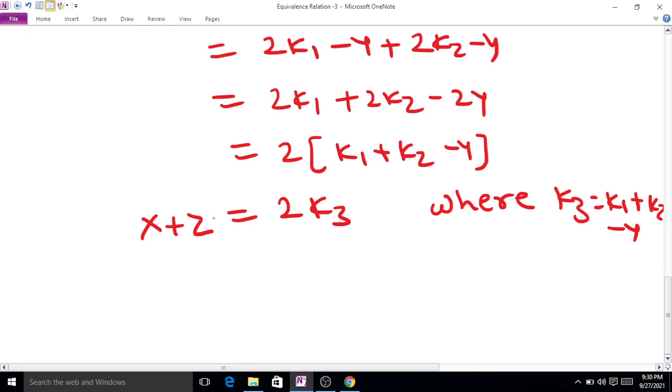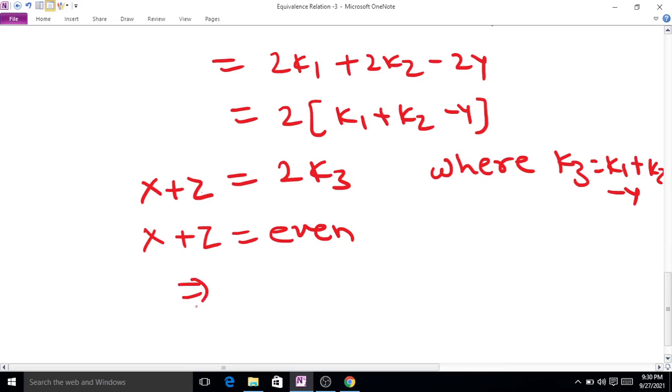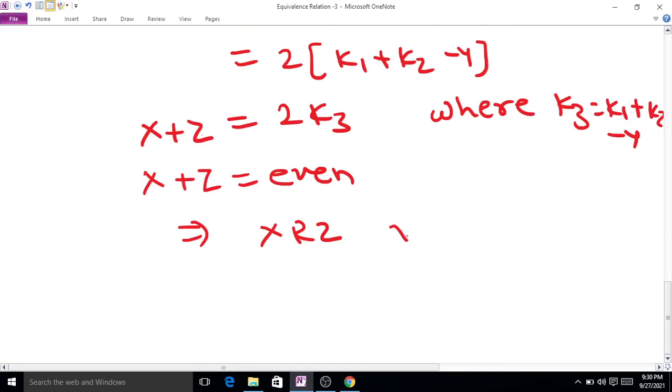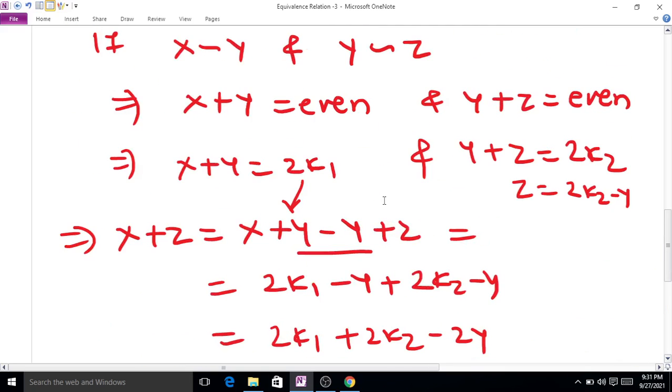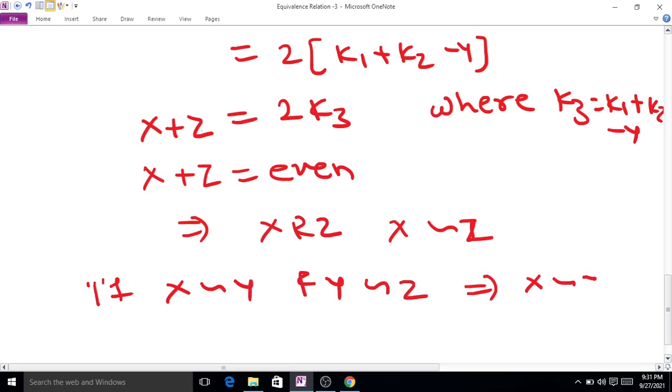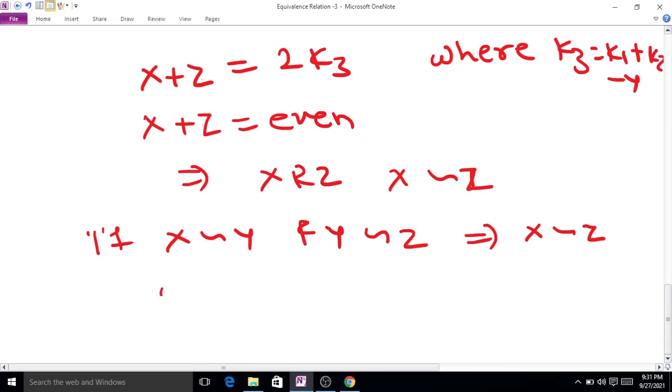Now, this implies x plus z is a multiple of 2, which implies x plus z is an even integer, and therefore x related to z. We use this notation to show the relation between any two integers. And therefore, if x related to y and y related to z implies x is also related to z, and therefore the given relation is a transitive relation.